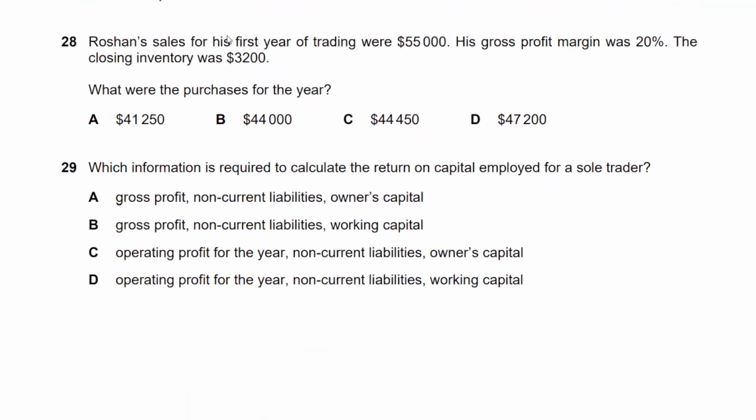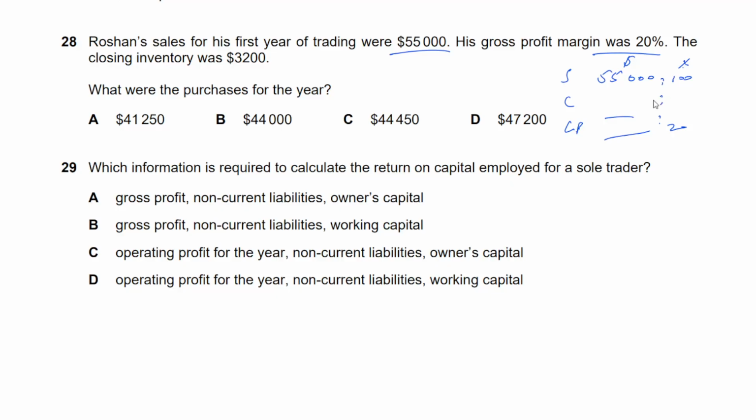Let's move on. Number 28. Roshan's sales. This is also repeated. I don't know why everything is repeated. Roshan's sales for the year, for the first year of trading, are 55,000. The gross margin is 20%. You make that margin markup table. Write down the sales, cost of sales, and gross profit, percentage, dollars, and it's 20% of the sales. So 20 out of the 100. Like we'll put sales as 100 in percentage units, and gross profit is 20 of whatever that is.